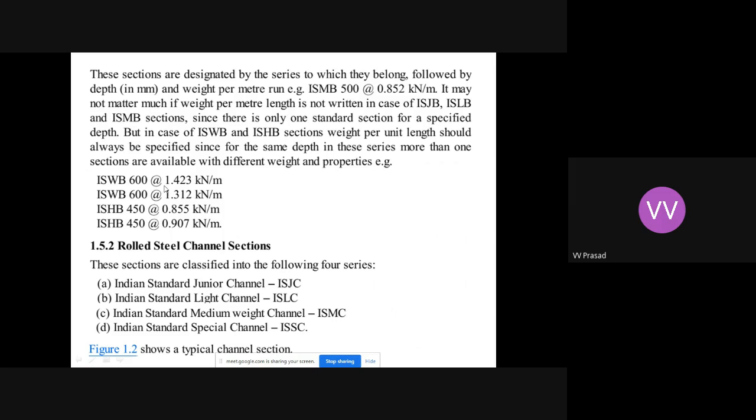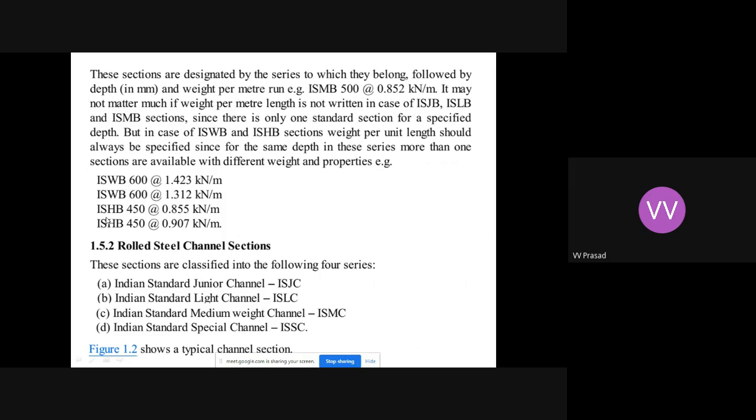Next, I already told you these sections have abbreviations. ISWB 600 at 1.423 kN per meter. Here ISWB followed by the number 600 is the depth of the section, and 1.423 is the weight of the section. The section is the same, but depth and weight are different. ISWB 600 at 1.312 kN per meter. Here also the depth is same and the weight of the section is different.